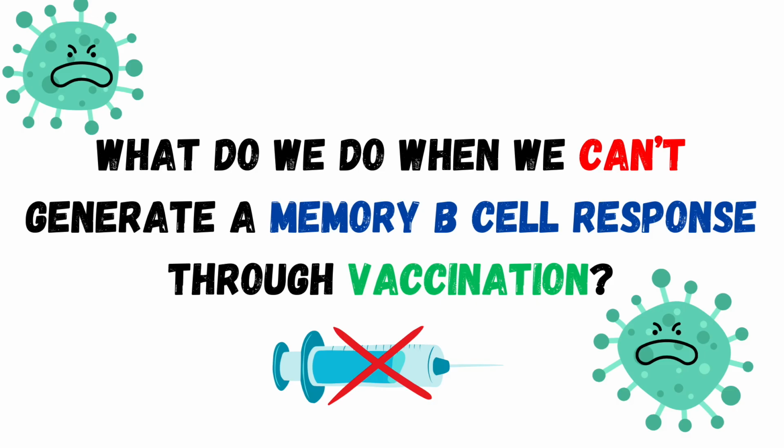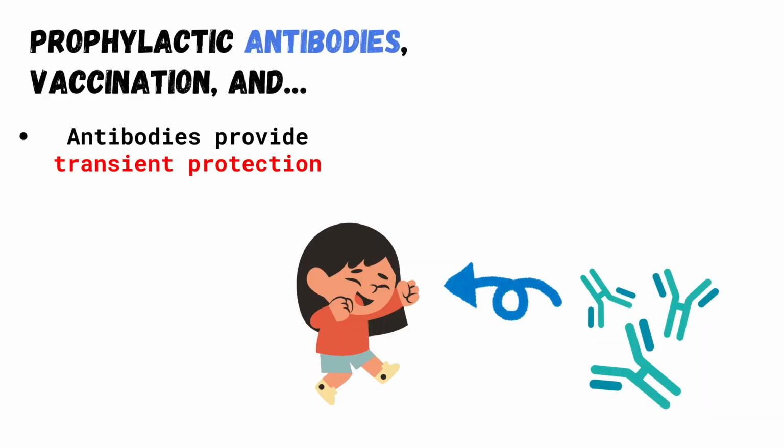While vaccination has been pretty effective thus far, we've been having a lot of trouble making vaccines for big problems like AIDS and malaria. So, what do we do if we can't generate a long-lived memory B cell response? A way we've been circumventing this issue is through prophylactic antibodies. And the transfer of antibodies to provide preemptive protection is something we've been doing for quite a while.